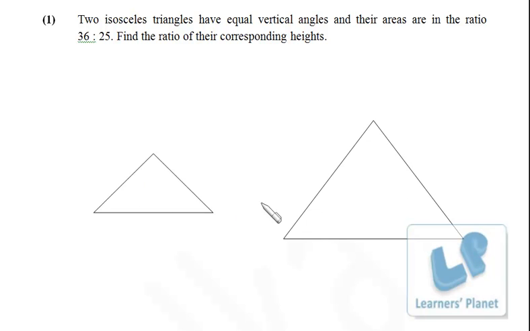Now if the triangles are similar, the ratio of their sides will be the square root of the ratio of their areas. So the area ratio is 36:25. That means the side ratio will be 6:5, and the height ratio will also be 6:5. Pretty simple.